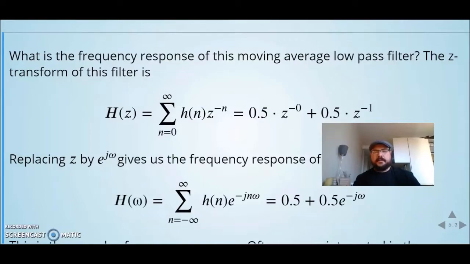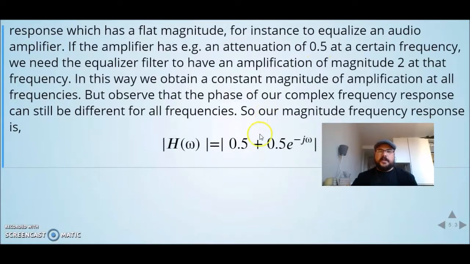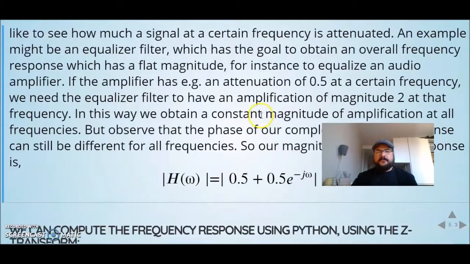So let's go back to the frequency response. The Z transform of this moving average low pass filter is given here. When we replace Z by e to the power of j omega, we will have this thing here. And usually we're interested in the magnitude and phase of the frequency response, so we can take the magnitude operation here and the phase.